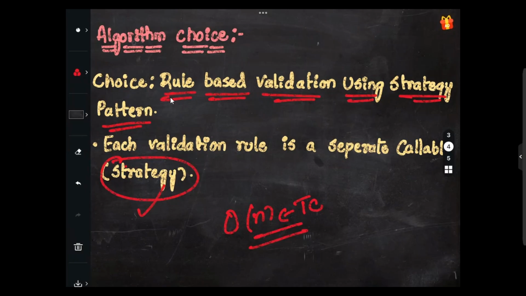So, yep, the last thing is it is easy to extend by adding new rule strategies. Yep, so based on the algorithm that we have chosen, we'll be going with a rule-based validation using strategy pattern. Next, let's move on with the concurrency and the data model.